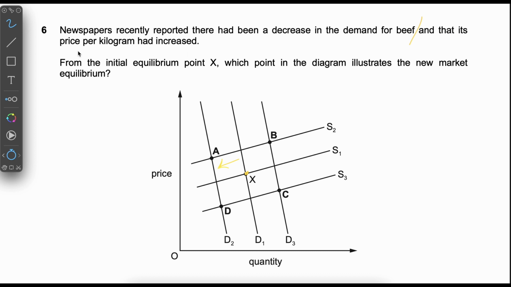And that its price per kilogram had increased. Okay, that's our next point. So quite simply, if we've moved there, let's just actually take this arrow away. So we've moved from X to that middle point of A and D, and that its price per kilogram had increased. So that should straight away take us to point A. Okay, this is a bit of a weird one, but it works still if you work through it step by step.